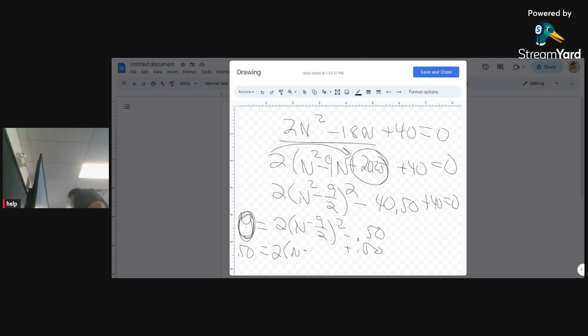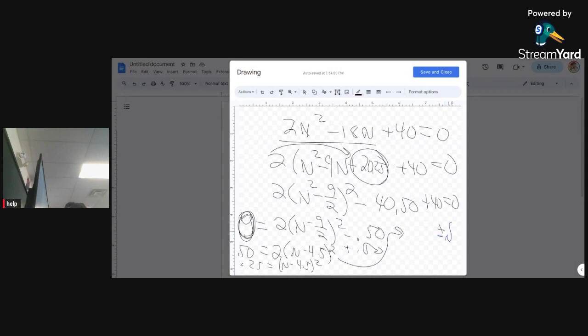I'm going to make 9 over 2 the same thing as 4.5. Okay, and that's squared right now. What do we do? Divide both sides by 2. You end up getting a quarter equals n minus 4.5 squared. And then how do you solve that? You take the square root of each side, running out of room here. So what do you end up with? Plus or minus the what?